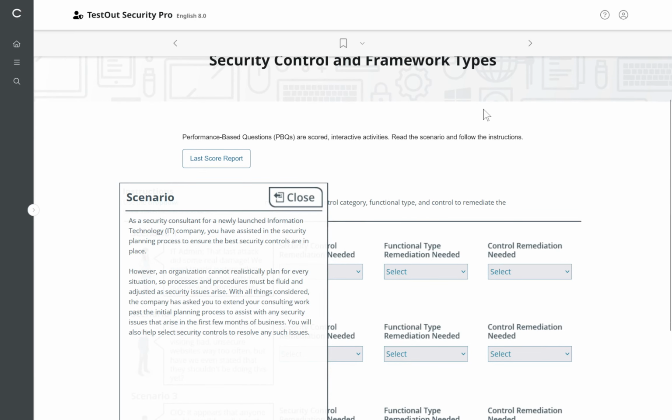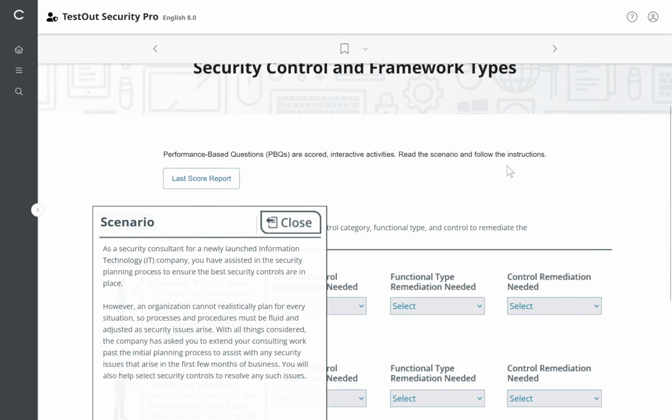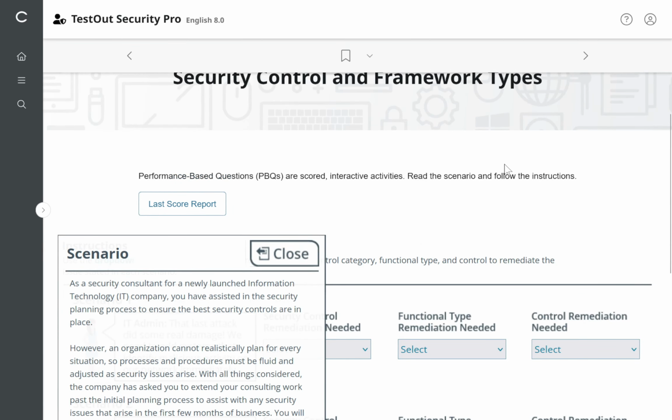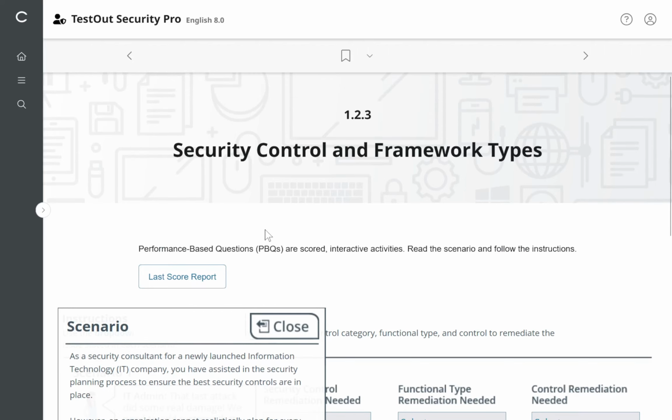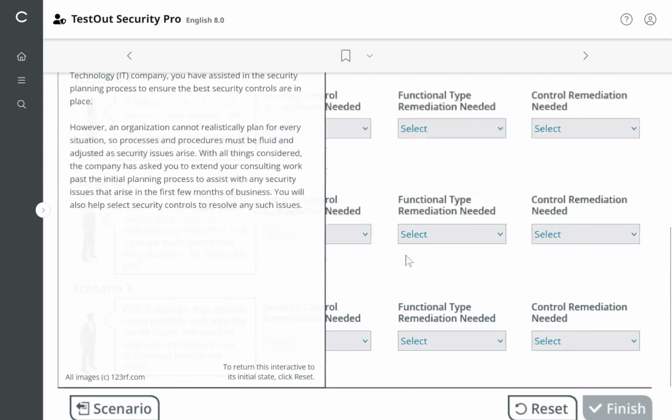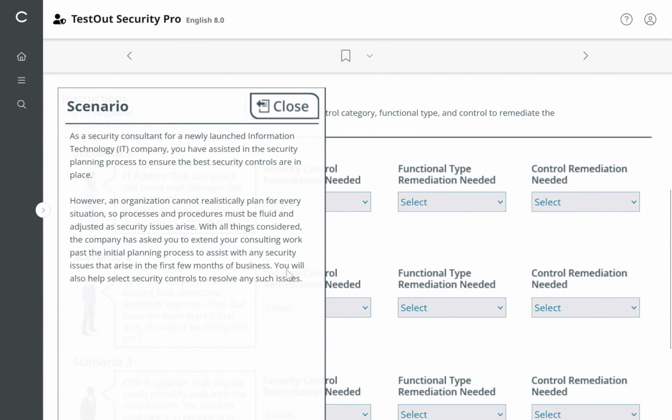Now this is our performance-based question. So let me try to make my screen quite big. Yeah. So let's start with this scenario. Reading through this scenario.